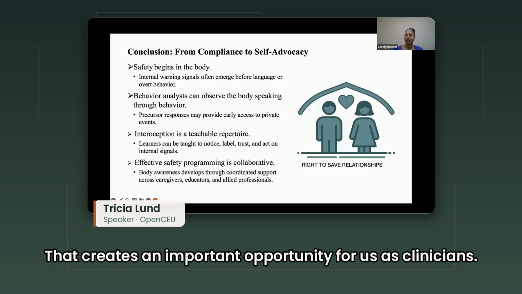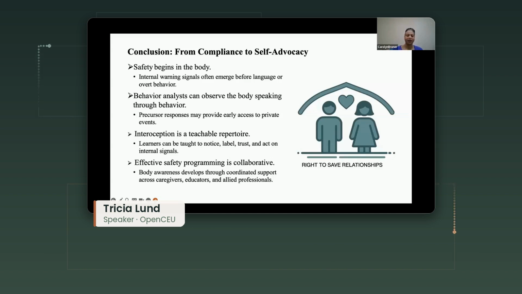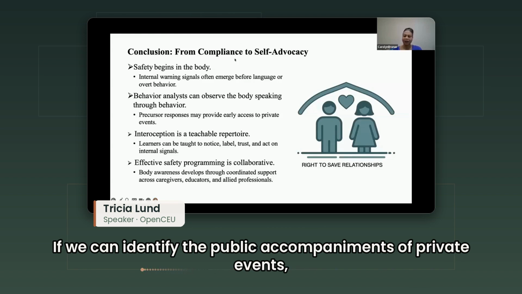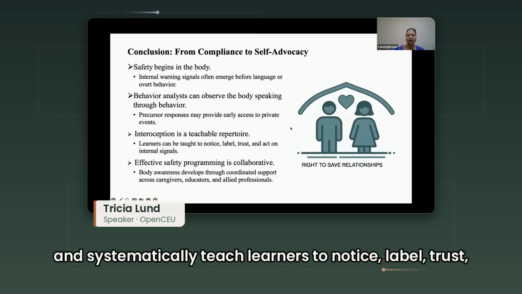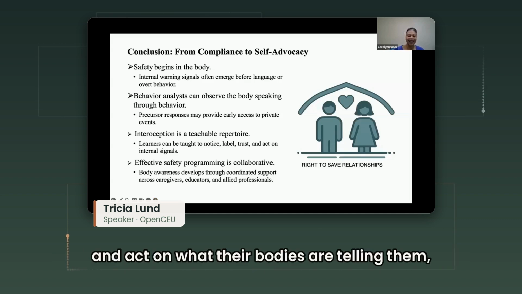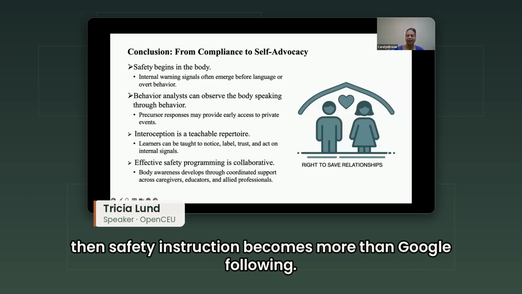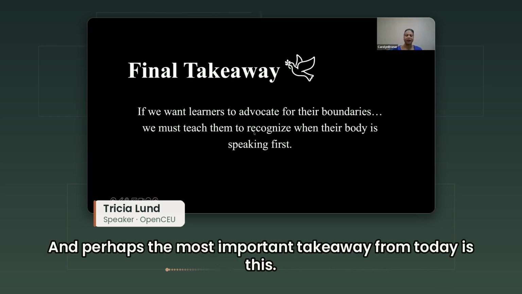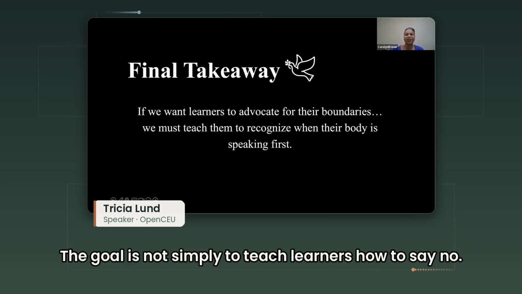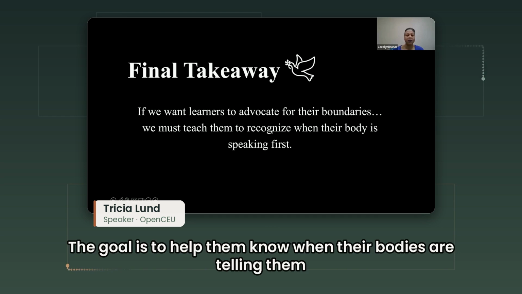That creates an important opportunity for us as clinicians. If we can identify the public accompaniments of private events, reinforce early boundary setting, and systematically teach learners to notice, label, trust, and act on what their bodies are telling them, then safety instruction becomes more than rule following. It becomes self-advocacy. Next slide. And perhaps the most important takeaway from today is this. The goal is not simply to teach learners how to say no. The goal is to help them know when their bodies are telling them that they need to do so.